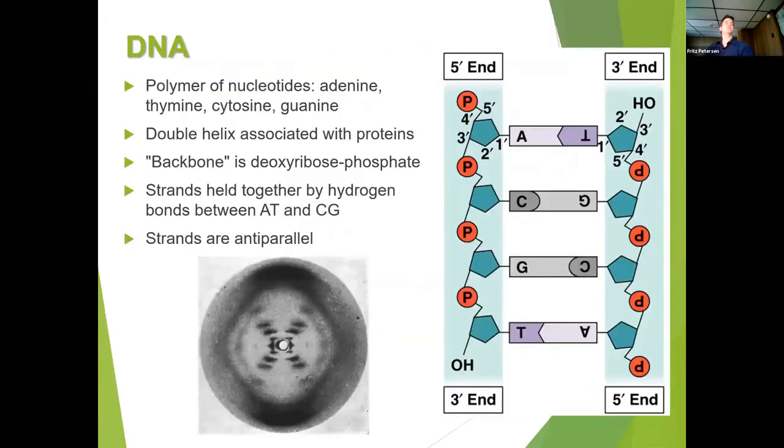So DNA, just to summarize, it's a polymer of nucleotides, and the bases, again, are adenine, thymine, cytosine, guanine. It has a double helix structure associated with proteins, and the backbone is deoxyribose phosphate. Here you can see again the backbone of both sides, and then the base pairing in the middle, which are held together. And this is what gives the DNA its structure.